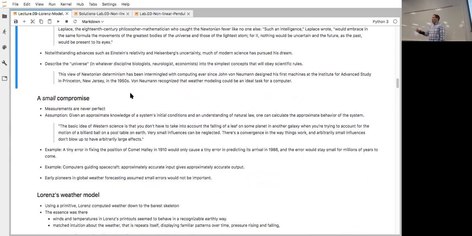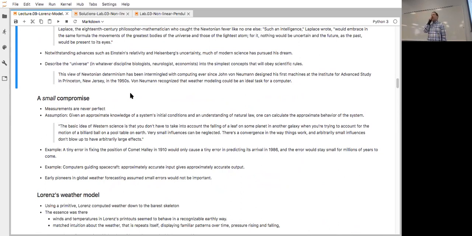Okay, and we're going to make a little compromise here. We know that measurements are never perfect. If I grab a thermometer, I measure the temperature, I'm getting it within a measurement error. I'm not getting it to an unlimited level of precision. But the assumption here is if I only want my temperatures to be accurate to within 0.1 degree, I don't really need to measure anything better than 0.1 degree.